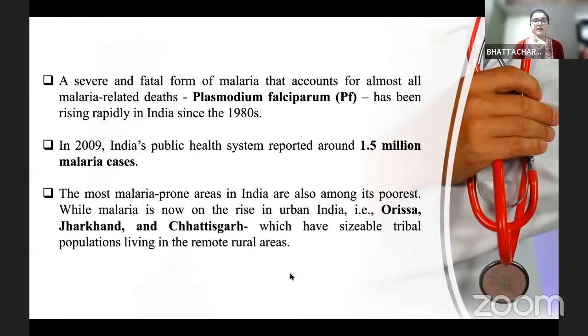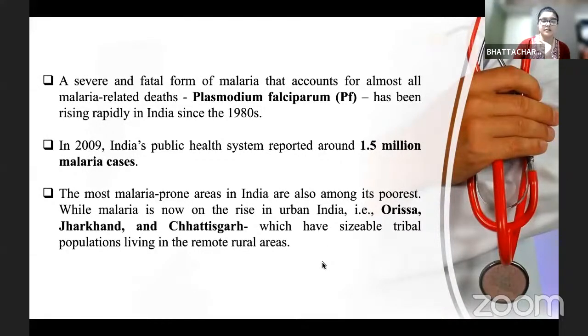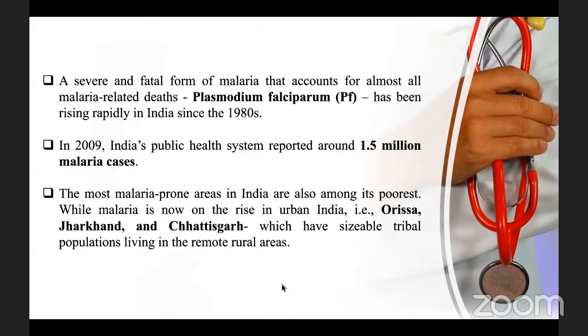Now in 2009, India's public health system reported around 1.5 million malaria cases. The major areas or states of India which are affected by malaria or are prone to malaria are the poorest places, in the sense that most of the areas are covered with forest, or many people are living as tribals. So this is Orissa, Jharkhand, and Chhattisgarh. These are basically the remote rural areas. So there malaria is more prevalent.